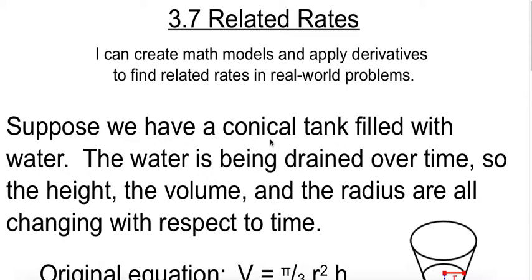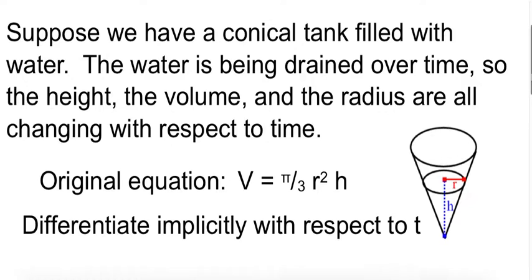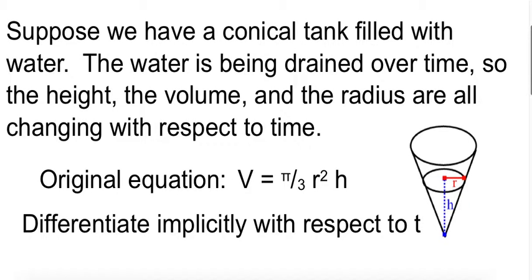So we're going to look at an example first before we jump in with math. Let's say we have a conical tank, a cone-shaped tank, and it's filled with water. And the water is being drained out of this, maybe out of the bottom. This water is draining out over time.